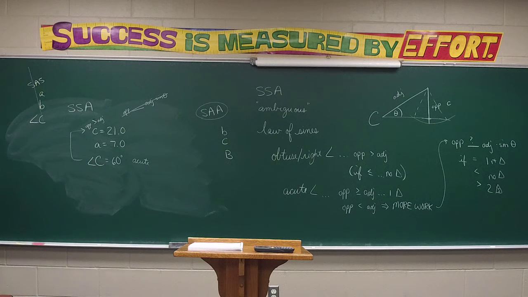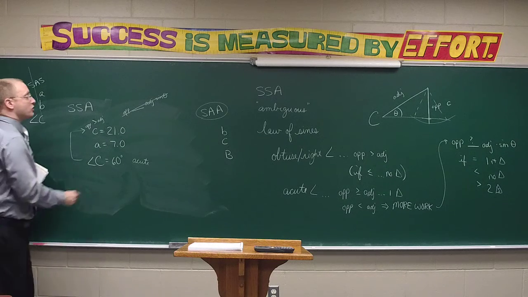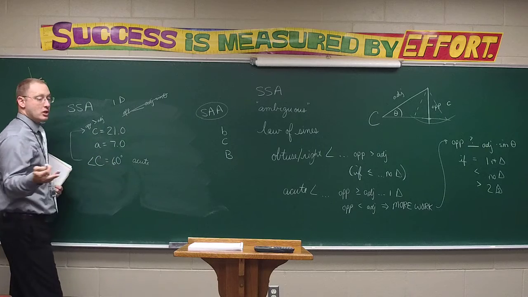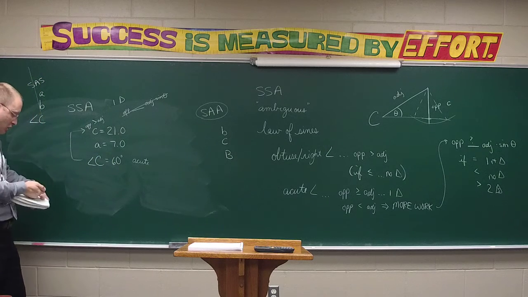That's happy. I was like, man, why did they do that to you on the first problem? Opposite's way bigger than adjacent. I'm thinking backwards here. And if opposite's bigger than adjacent, class, we always get a triangle. So that means if we're going to get a triangle, we can use the law of sines.